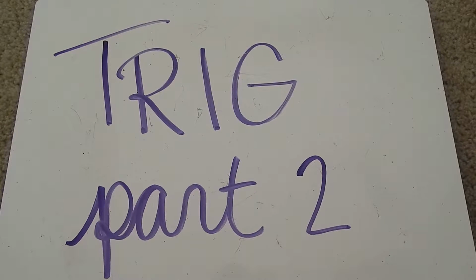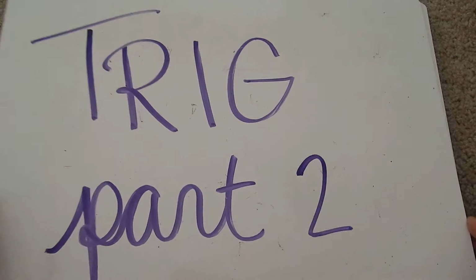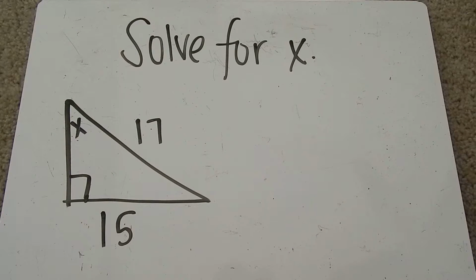Today's lesson is over trigonometry. This will be part 2. In part 1, we talked about using trigonometry to find missing sides. Now we're going to use trigonometry to find missing angles. So we need to remember throughout this whole lesson SOHCAHTOA. SOHCAHTOA will help us remember the ratios for each trig function. So let's get started with an example.